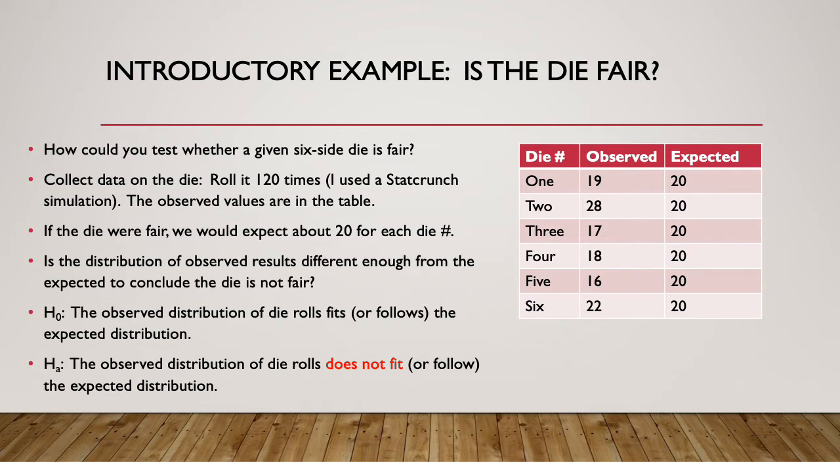Now, our hypotheses will be as follows. Again, these are going to be in words, not equations, because you have a whole bunch of different values that you're comparing, not just one. So, the null hypothesis is the observed distribution of die rolls fits or follows the expected distribution. And the alternative hypothesis is just that the observed distribution of die rolls does not fit or follow the expected distribution. The only real difference is does fit versus does not fit. Every time you do a goodness of fit test, your hypotheses will look like this.